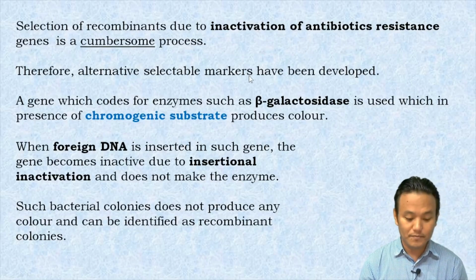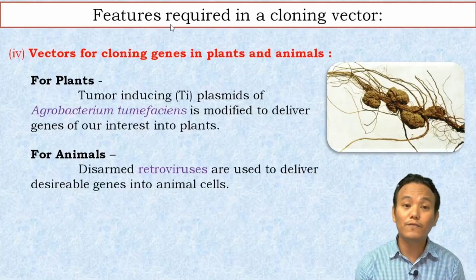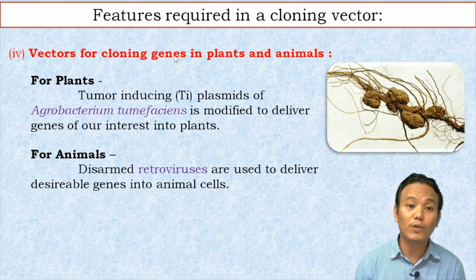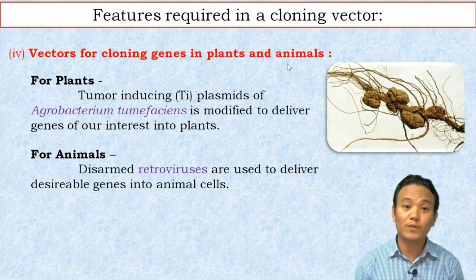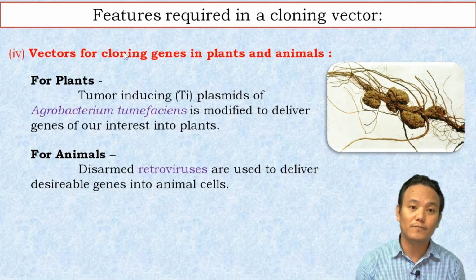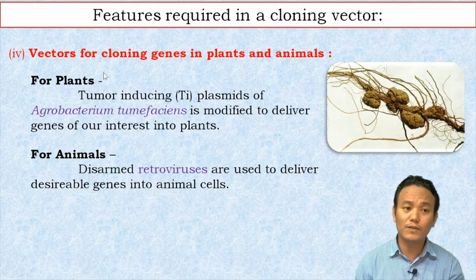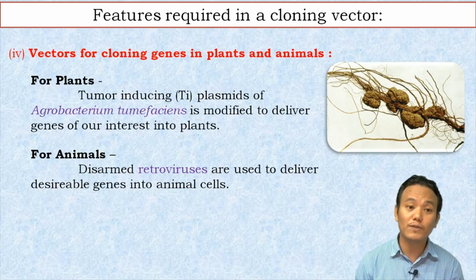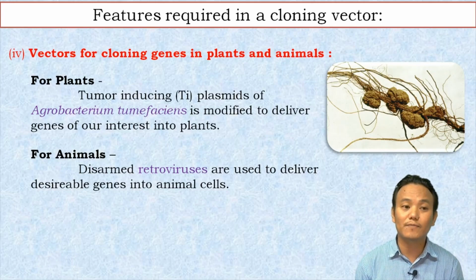Okay. The fourth and the final important feature required in a cloning vector that is mentioned in your textbook is vectors for cloning genes in plants and animals. So the specificity of vectors for cloning genes in plant cells and animal cells is another important feature. Now, for thousands of years, different pathogens of plants and animals have been developing different tools or methods through the evolutionary process of injecting their own genes into the host organism.